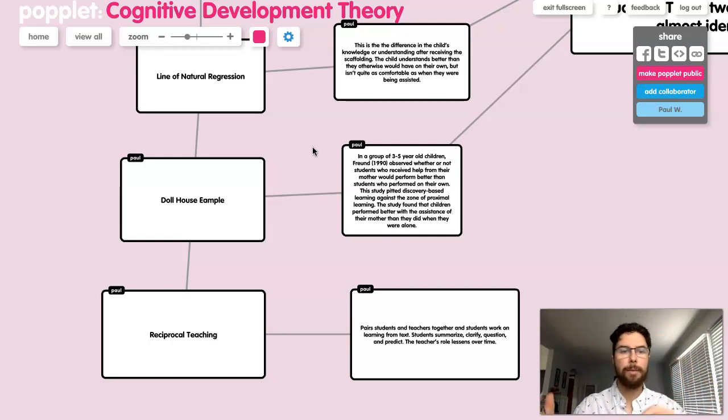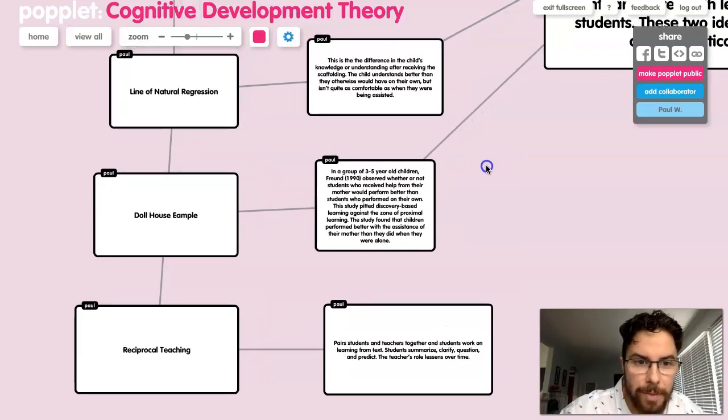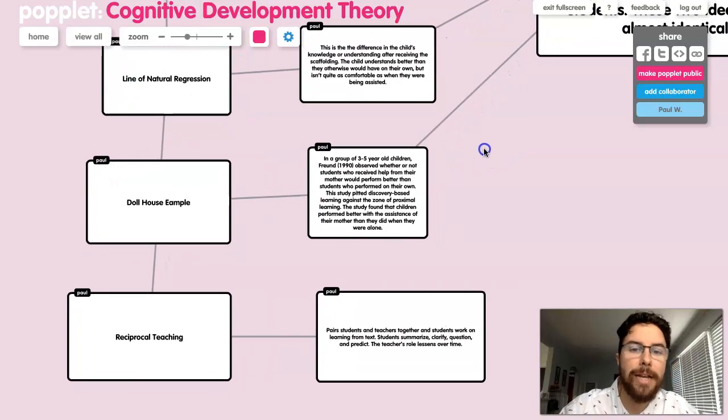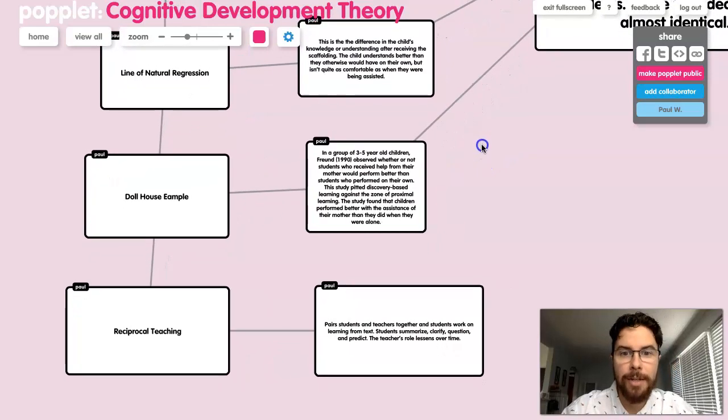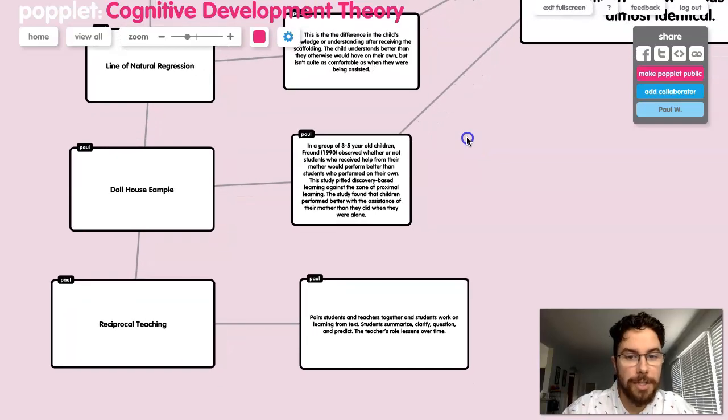The dollhouse example, this is one of my favorite parts. I love the dollhouse example because they literally paired one student by himself and another student with his mom. And not my favorite study, but of course the student with his mom performed better. And this was sort of them pitting discovery learning against the proximal zone of understanding.